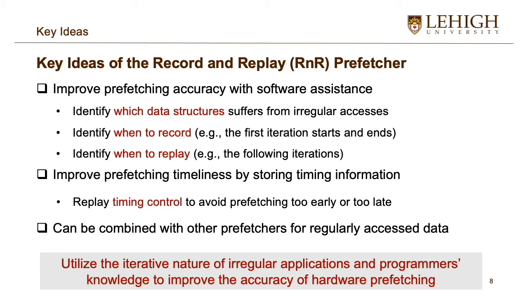The programmers can then identify correct program phases for recording and replaying the address patterns. To improve the replay prefetching timeliness, a replay timing control is designed to avoid prefetching too early or too late. The proposed RnR prefetcher can also easily combine with other prefetchers for regular access patterns.